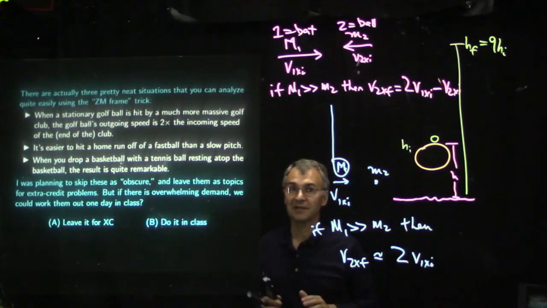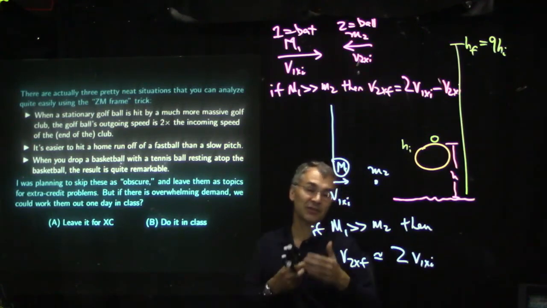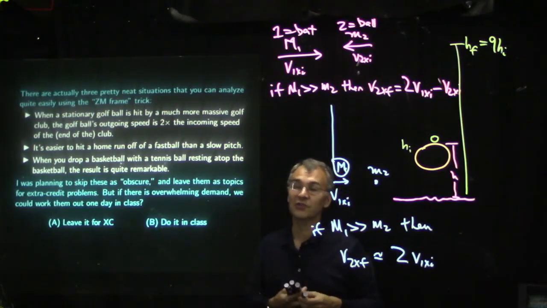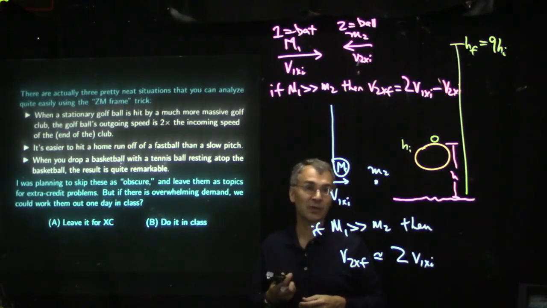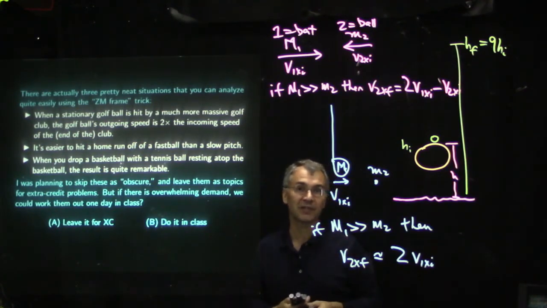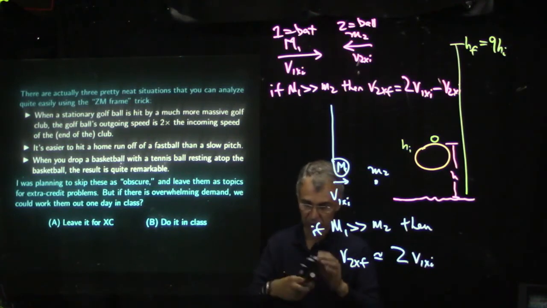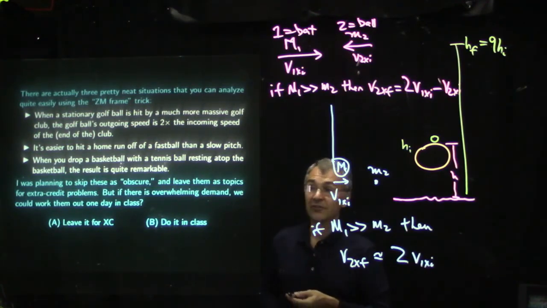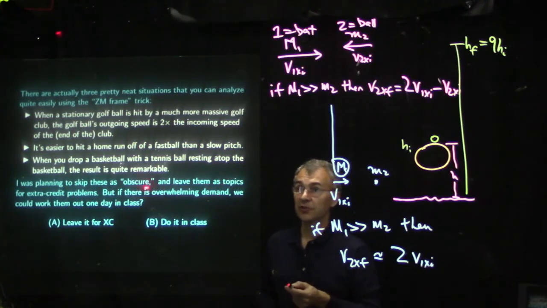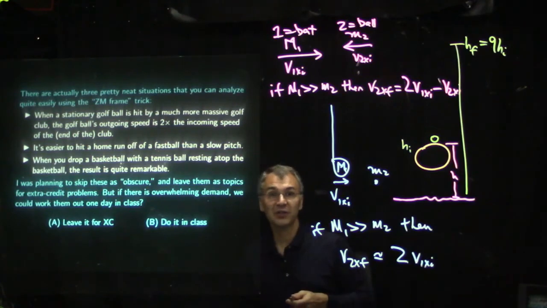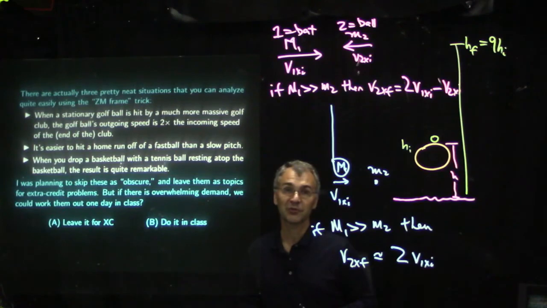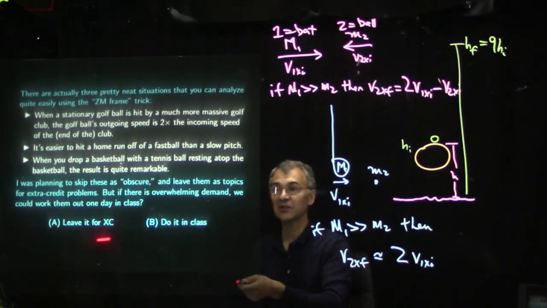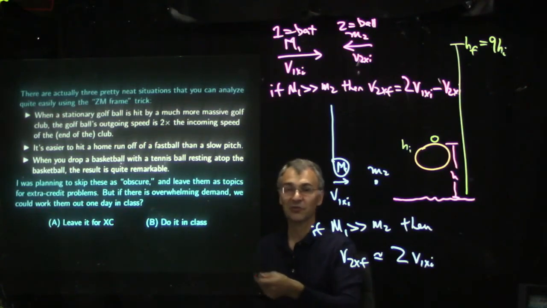Okay, but that's just waving my hands. There's actually a way you can prove these things using the zero momentum frame trick. And if you really hate the zero momentum frame trick, you can step back and prove them more tediously if you want to. So I was planning to skip these as things that are obscure and leave them as topics that you could solve yourself in extra credit problems. If I hear people express some overwhelming demand, then I could work them out in some future video, but only if there's overwhelming demand. Otherwise, I'm going to leave this for extra credit problems.